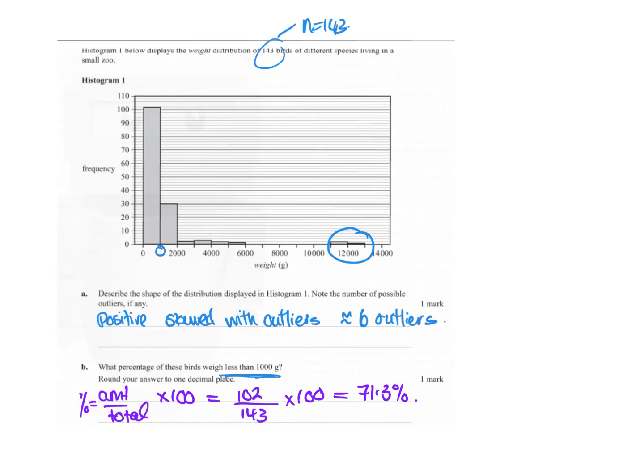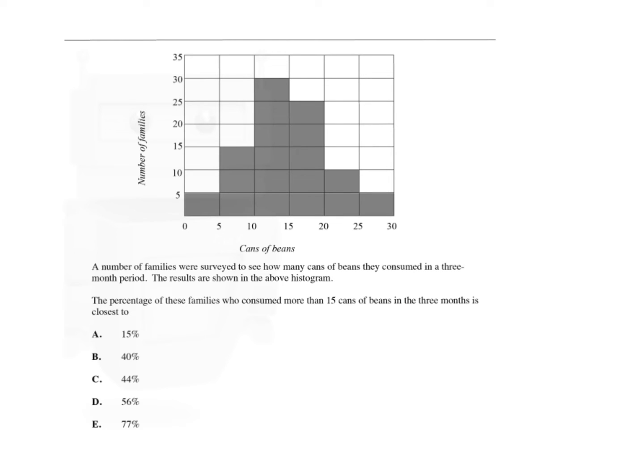Okay. Let's have a look. A number of families were surveyed to see how many cans of beans they consumed in a 3-month period. The results were shown. The percentage of these families who consumed more than 15 cans of beans in 3 months is closest to what? So if you look up the more than 15, we got 25 plus 10, which is 35, plus 5, which is 40. So there were 40 of them.